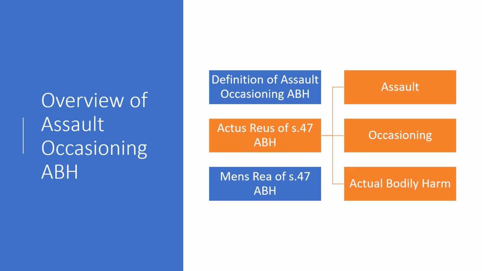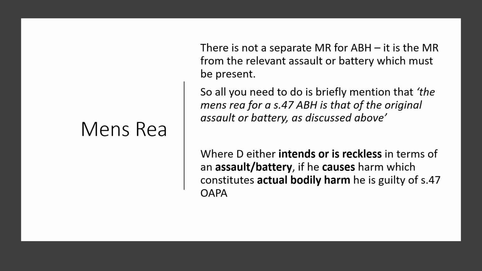So once we dealt again with the actus reus, so we said assault, what assault is, assault or battery, occasioning means causing, and actual bodily harm, which we just defined in the past few moments. We're now going to look at the mens rea for section 47 ABH. So the good and bad news is you don't have to learn any extra mens rea for ABH. What you do need to remember though, the bad news, is the mens rea for the relevant assault or battery. So all you need to do then is briefly mention that the mens rea for section 47 ABH is that of the original assault or battery as discussed above, if that's the way you did things.